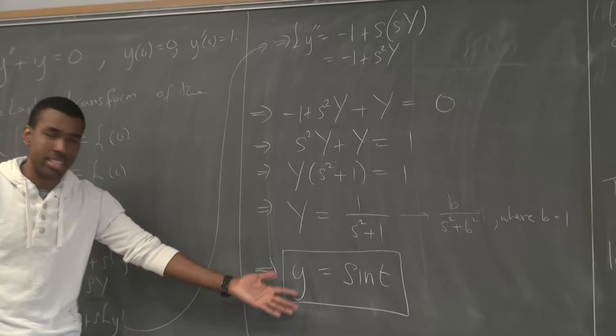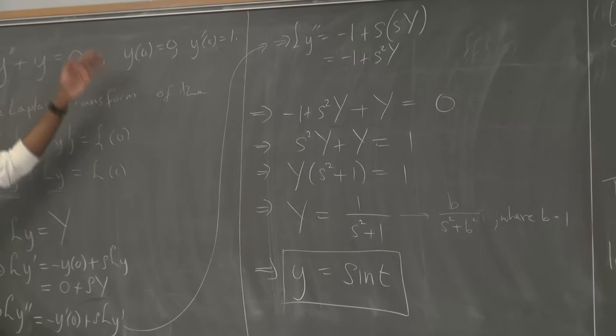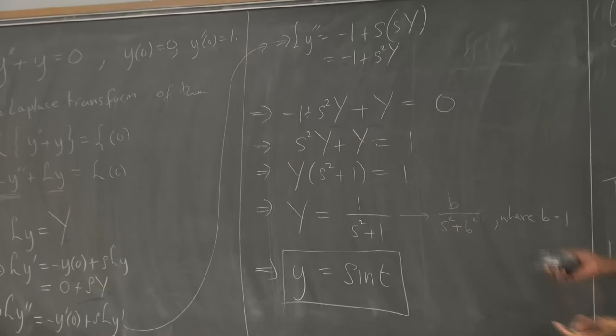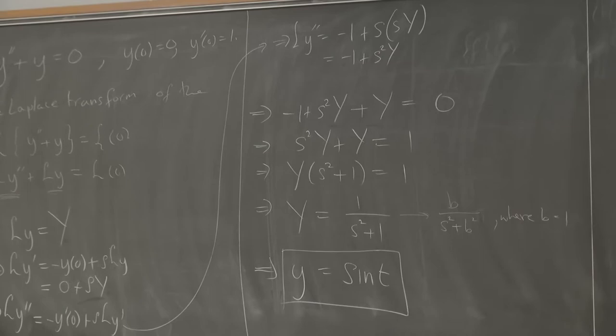And you can check this with undetermined coefficients. You get C1 sine t plus C2 cosine t. You differentiate, you plug in these guys, you realize that the C1 is 0 and the C2 is 1, and it will give you this. So that basically illustrates the formula for solving a differential equation with Laplace transform.